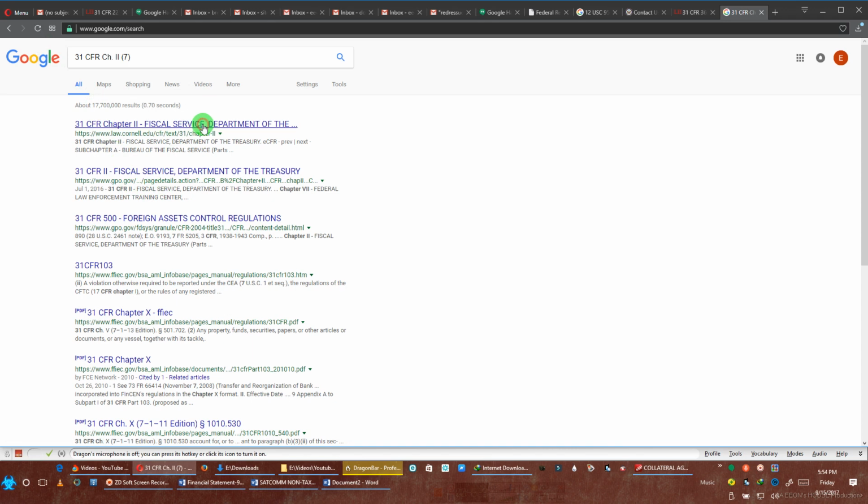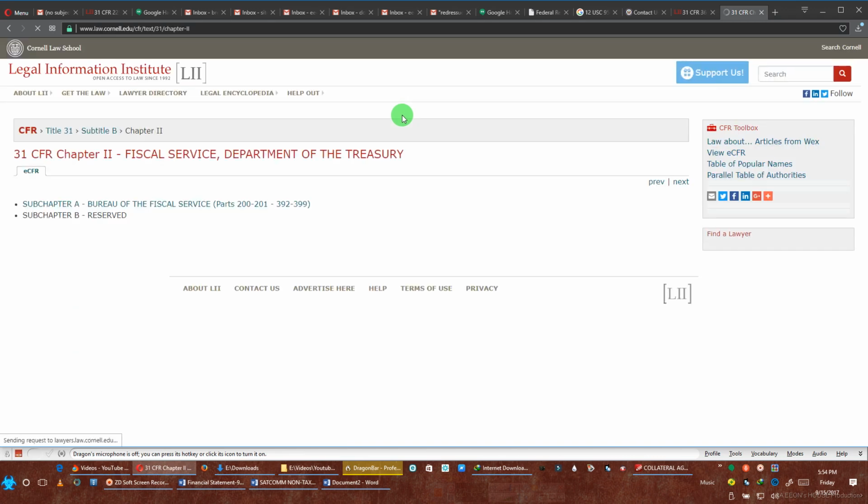Fiscal Service Department, you guys. This is the one I'm looking for. I'm looking for a particular part of the code where it tells you what to do if you can't get your securities from the Federal Reserve. It literally tells you that. Now, again, we are in subpart two, and we are Bureau of Fiscal Services, okay?